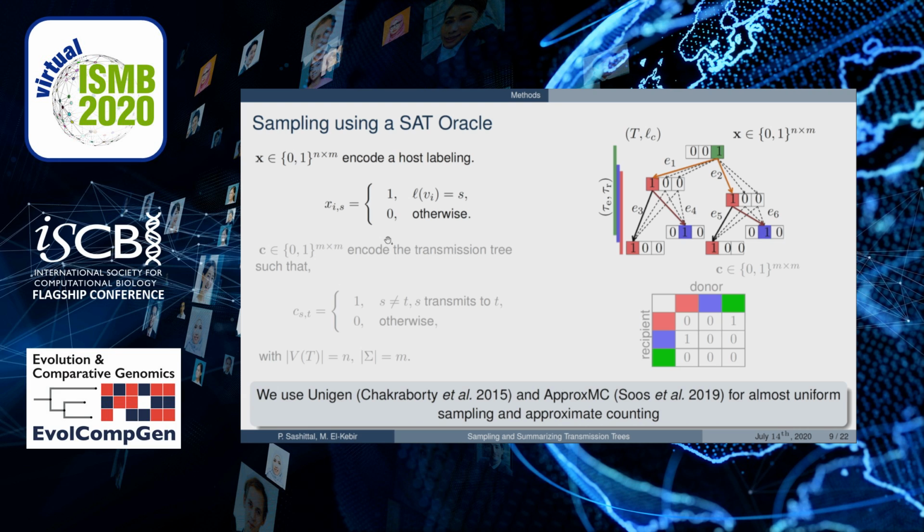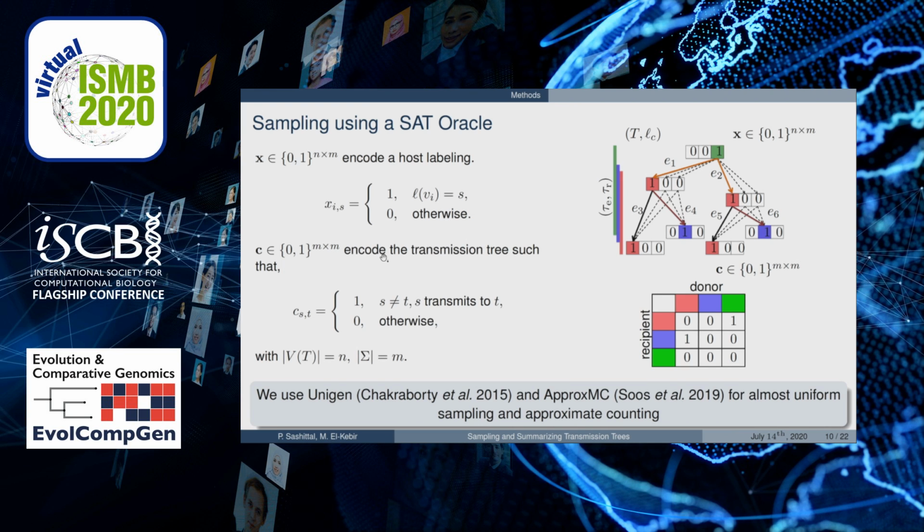So for the uniform sampling of the solution space, we use the SAT oracle. Essentially, we convert our problem into a SAT problem, which is kind of the opposite of what we did in the reduction proof. To do this, we introduce 2 kinds of variables. One is an X variable, which encodes the host labelings of the internal vertices. So x_{i,s} would be 1 if vertex v_i is labeled by host s, and it would be 0 otherwise.